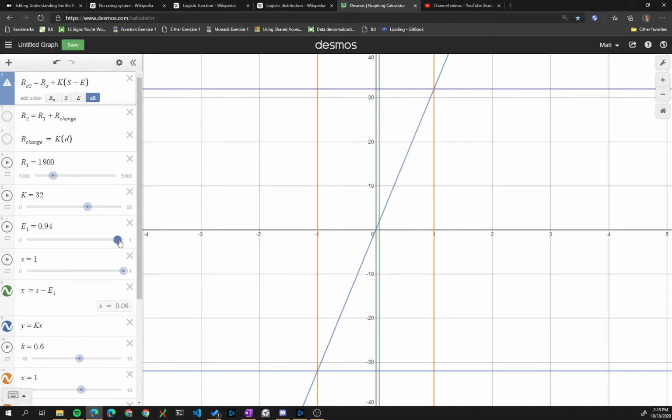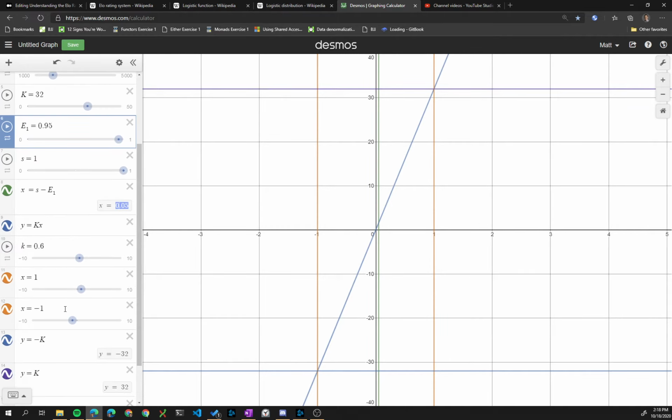So if someone is highly expected to win with a 95% chance of winning and they win, the difference is going to be close to 0, which means this multiplication is close to 0, which means they don't actually get many points. You see this green line is very close to 0. Where it intercepts, they would only get 1.6 points. So it's k times 0.05.